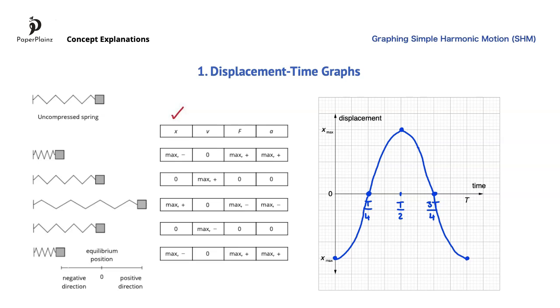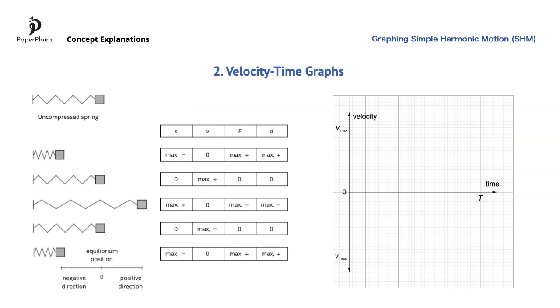Let's move on to velocity-time graphs. Here we also have time on the horizontal axis, uppercase T representing the time taken by the mass to complete one full oscillation. Velocity is represented on the vertical axis, where Vmax represents the point where the magnitude of the mass's velocity is maximum. Let's start plotting the graph.